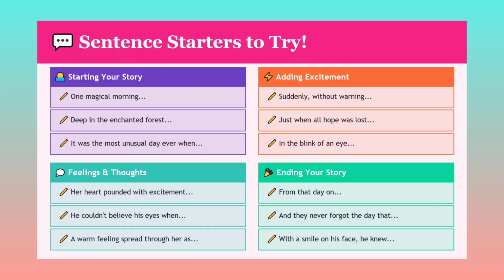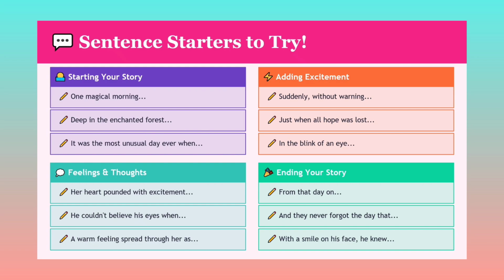Now you can add in some excitement. Use sentences like: suddenly, without warning, just when all hope was lost, in the blink of an eye. These sentences will be used to add excitement for the audience.